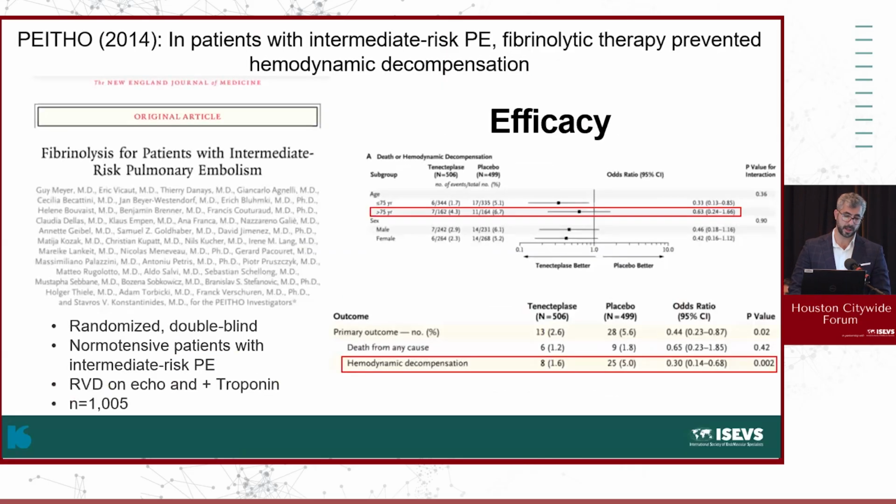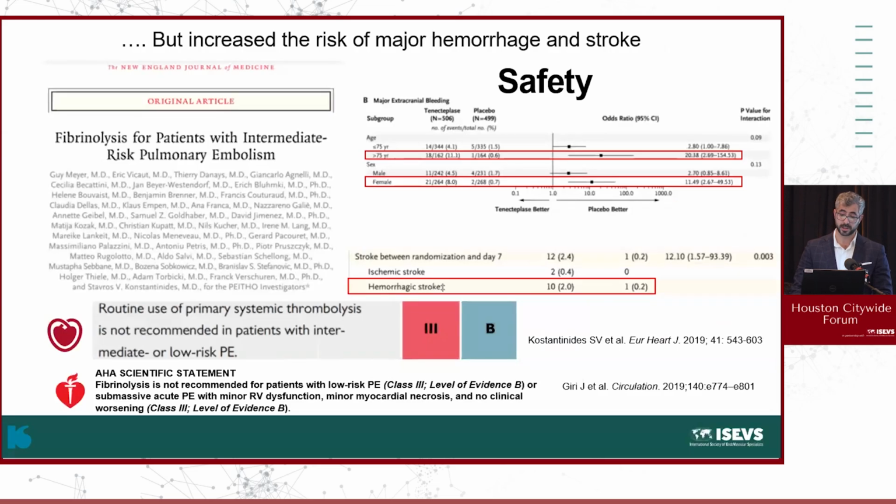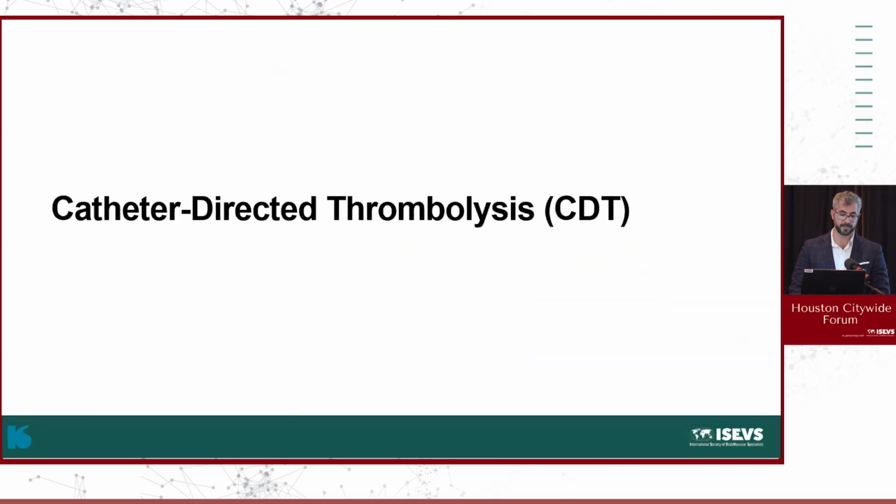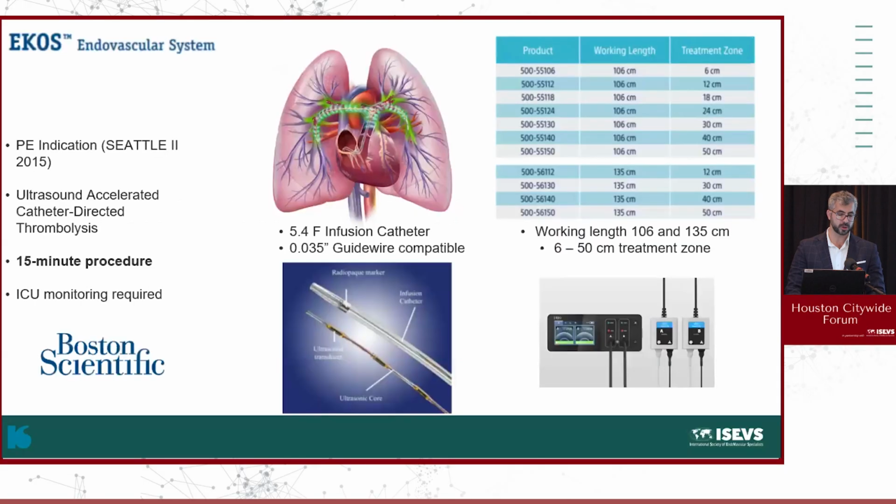However, PEITHO sought to evaluate the role of systemic lytics in patients with intermediate risk PE. And although they met the efficacy endpoint with lower risk of hemodynamic decompensation in the lytic arm with an odds ratio of 0.3, there was a prohibitive bleeding risk with a 2% hemorrhagic stroke rate. And that's why the use of systemic lytics carries a class 3 indication in patients with intermediate risk PE. And thus the need for a targeted approach arose.